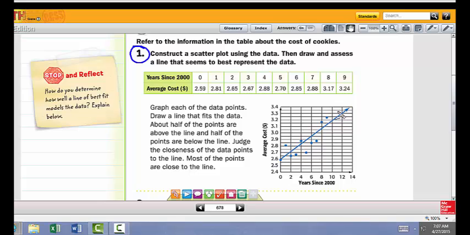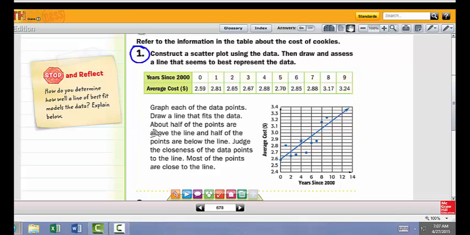So the data is going to look more like this, where you have data points that seem to go up and down, etc., depending on the economy, that sort of thing. So this is a perfect representation of the concept that I was talking about. In each case, we're going to graph each of the data points, and then we're going to draw a line that best fits the data.